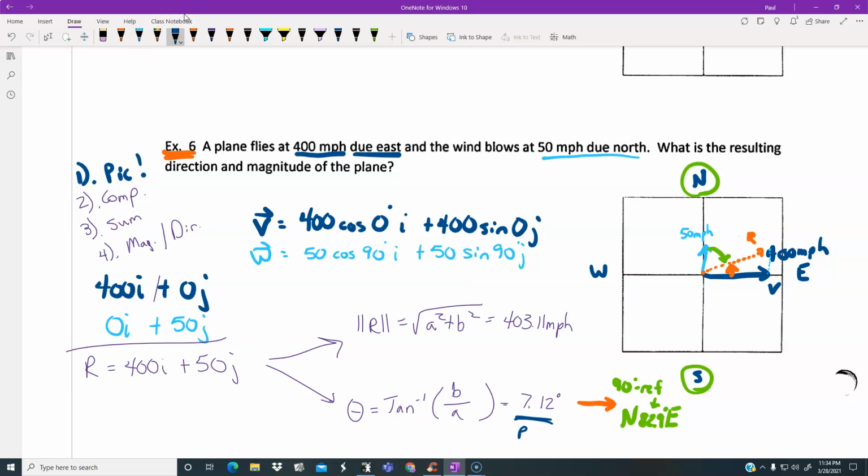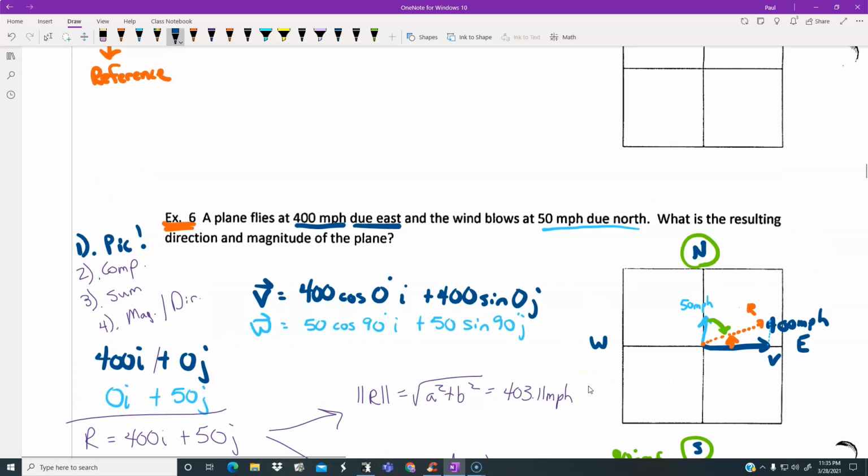This is a reference angle, because it's measured from the x-axis. This is a bearing angle, and a bearing angle is measured from north or south. It's off of the y-axis. Get those two straight, because we use reference angles to calculate vectors. We use bearing angles to tell you where you're going. All right, now let's go up here to number 5.